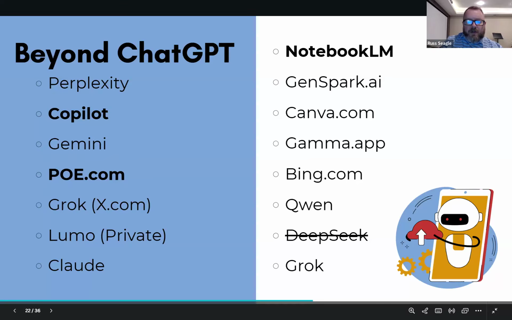Don't know why I put Grok on there twice. I meant to put something else on there, but I want to go from the bottom up on this right side.